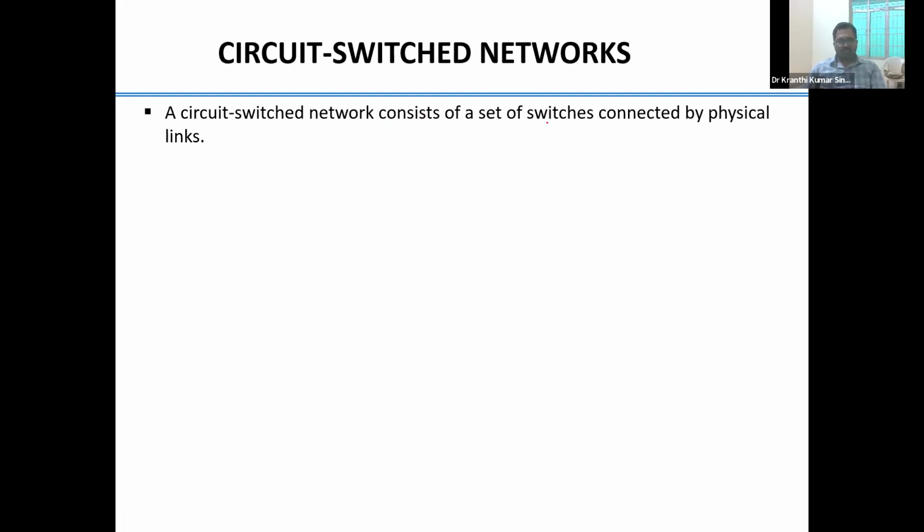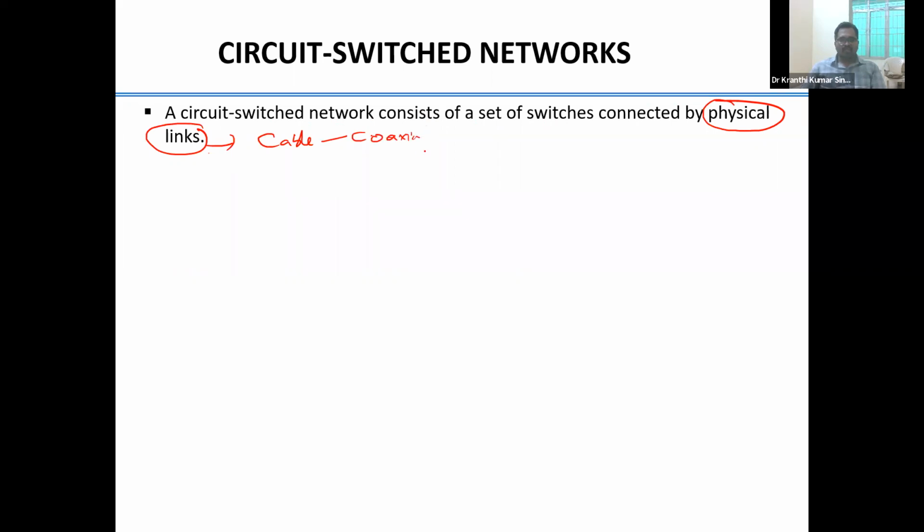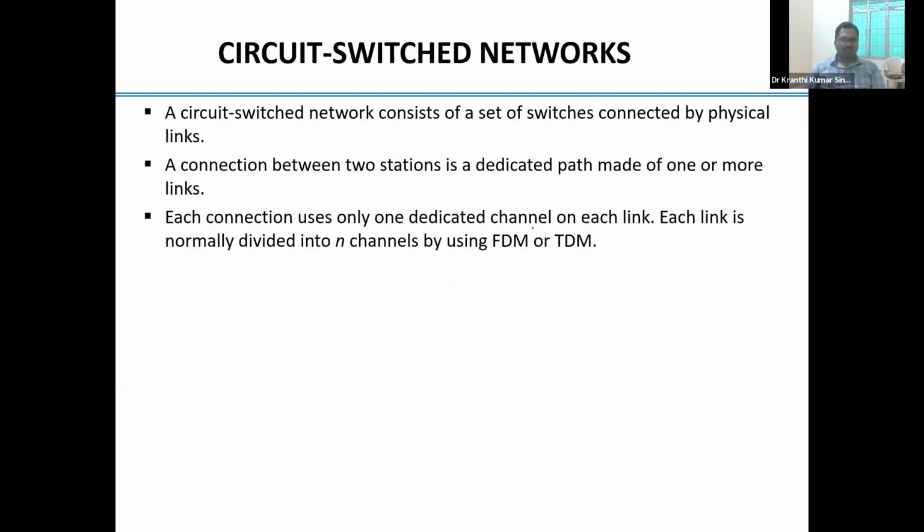Right. Now, what is a circuit switching network? A circuit switching network consists of a set of switches connected by physical links. Tell me some examples of physical links. How is your landline phone connected in our home? A cable, right? That cable may be coaxial cable, twisted pair, maybe optical fiber also. We consider these three as physical links. So a connection between two stations is a dedicated path made of one or more links. So each connection uses only one dedicated channel on each link.